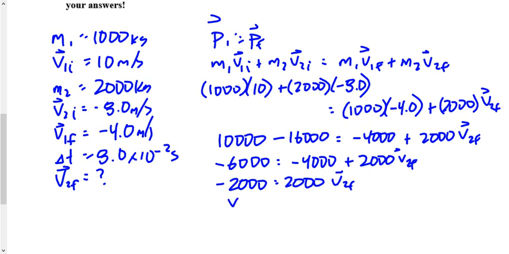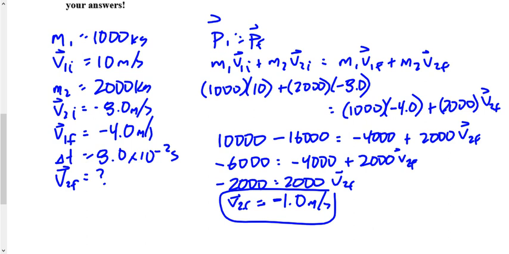And we solve for v2f, and it works out to be negative 1.0 meters per second. You can leave it there. Negative 1.0 meters per second would be fine. Or you could also say 1.0 meters per second to the south. Either one of those would be fine. What you don't want to say is -1 to the south, because that would mean to the north, right?